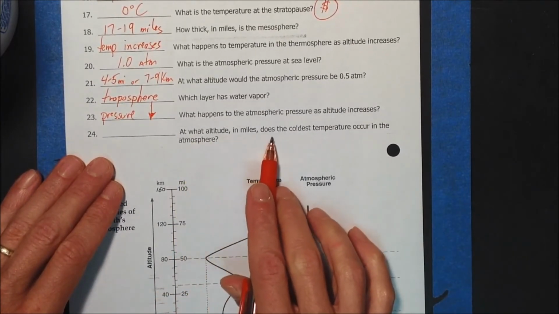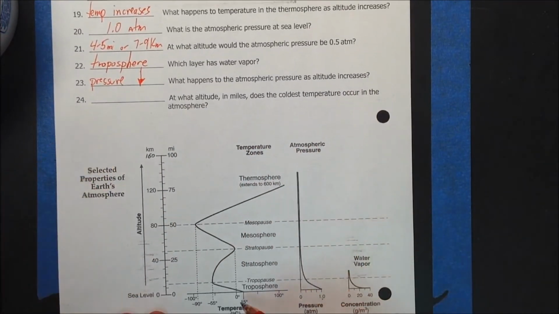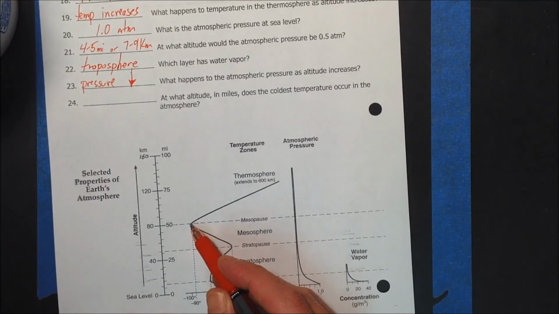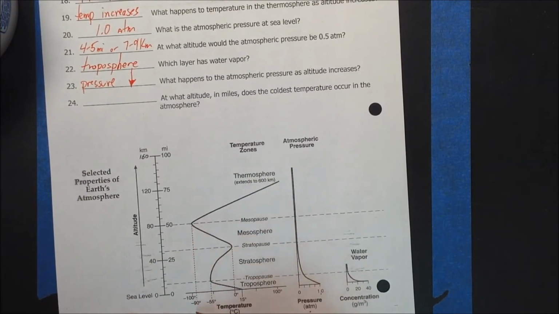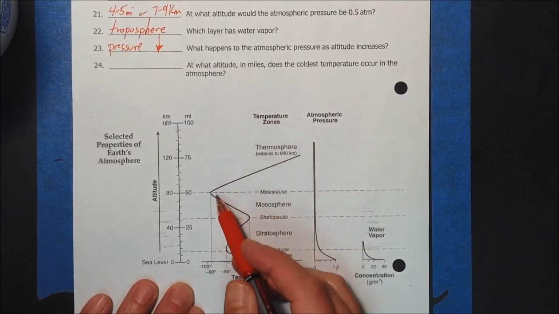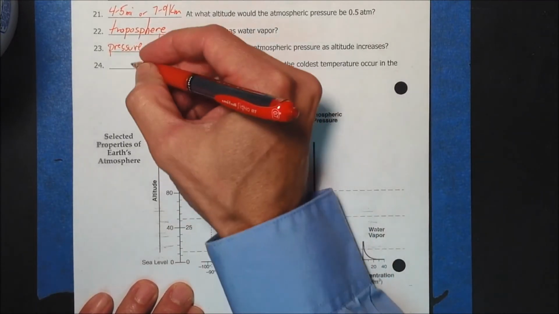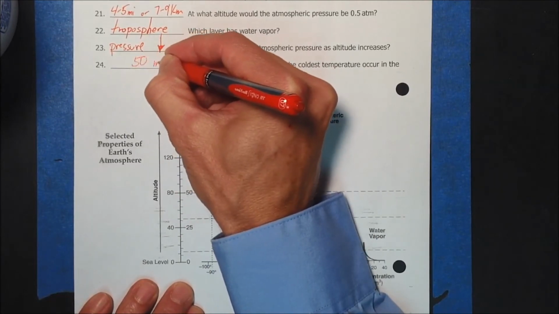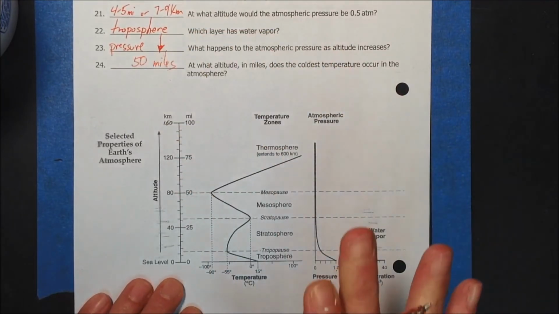And then, at what altitude in miles does the coldest temperature occur in the atmosphere? The coldest temperature is right here. Negative 90 degrees Celsius. And that is, oh, in miles. That's key. 50 miles. 50 miles.